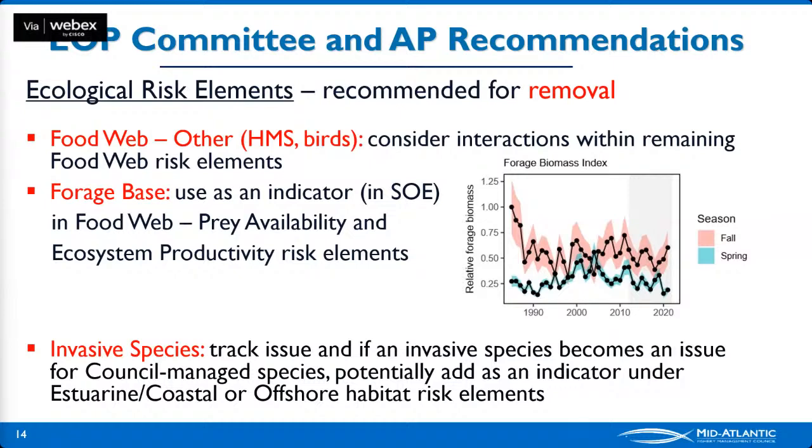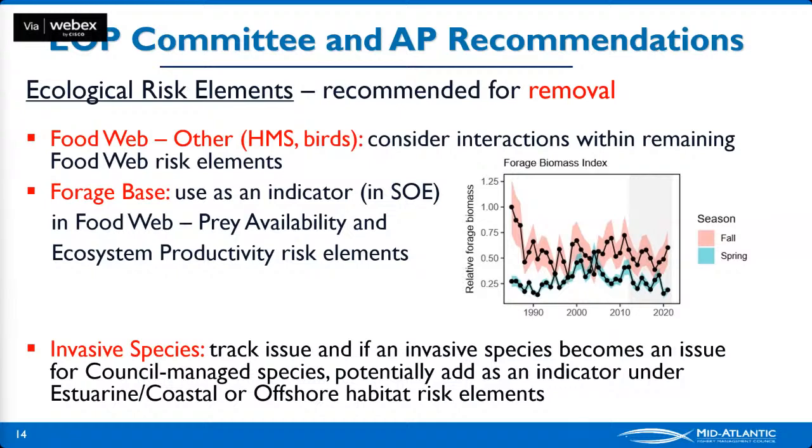There was discussion about incorporating a forage-based risk element, but instead, this has been developed through the State of the Ecosystem era. HS has done a lot of work in this area, and we included it last year within the State of the Ecosystem report for the first time. So now we have this comprehensive forage biomass index. But instead of it being a standalone risk element, the committee and AP are recommending that this be used as an indicator in some of our other risk elements, such as the ecosystem productivity and our food web prey availability risk element.